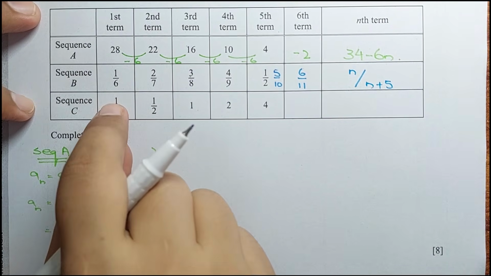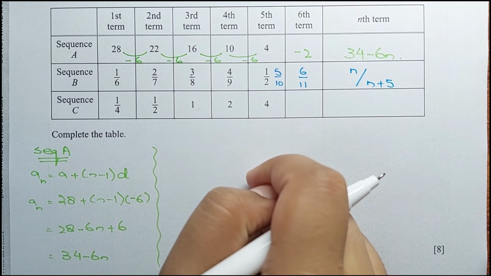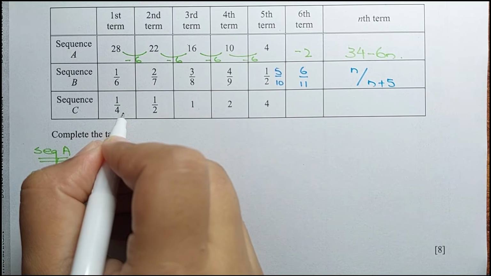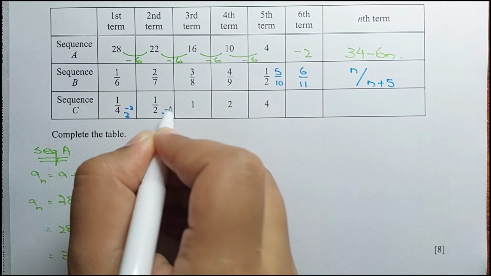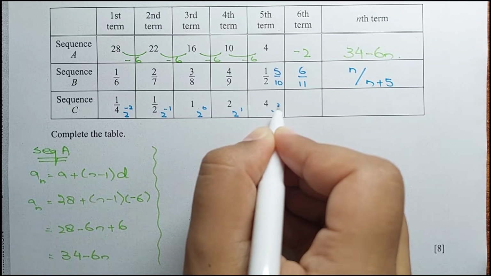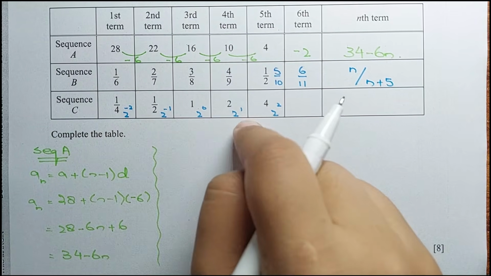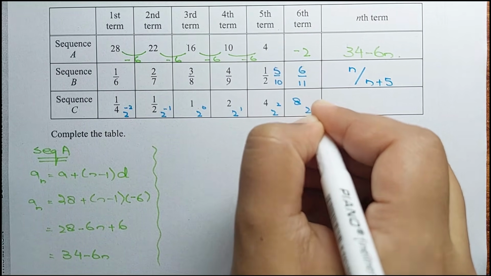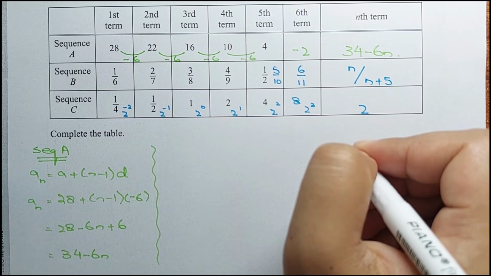Now for sequence C, 1 by 4, 1 by 2, 1, 2, 4. Okay. We can write 1 by 4 as 2 to the power minus 2, 2 to the power minus 1, 2 to the power 0, 2 to the power 1, 2 to the power 2. So the powers are minus 2, minus 1, 0, 1, 2, and 2 to the power 3 is 8 here. So it is 2 to the power something.